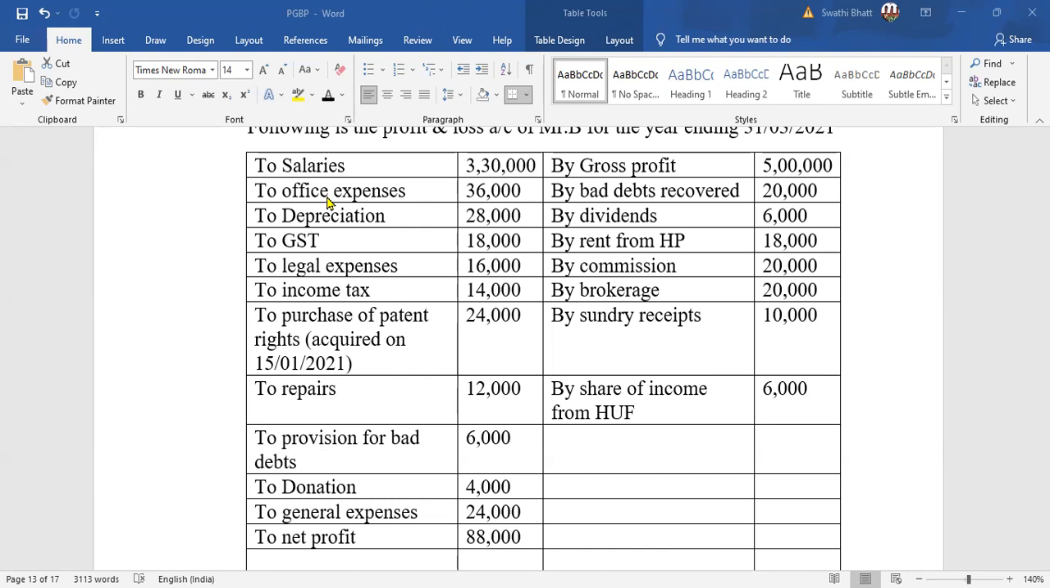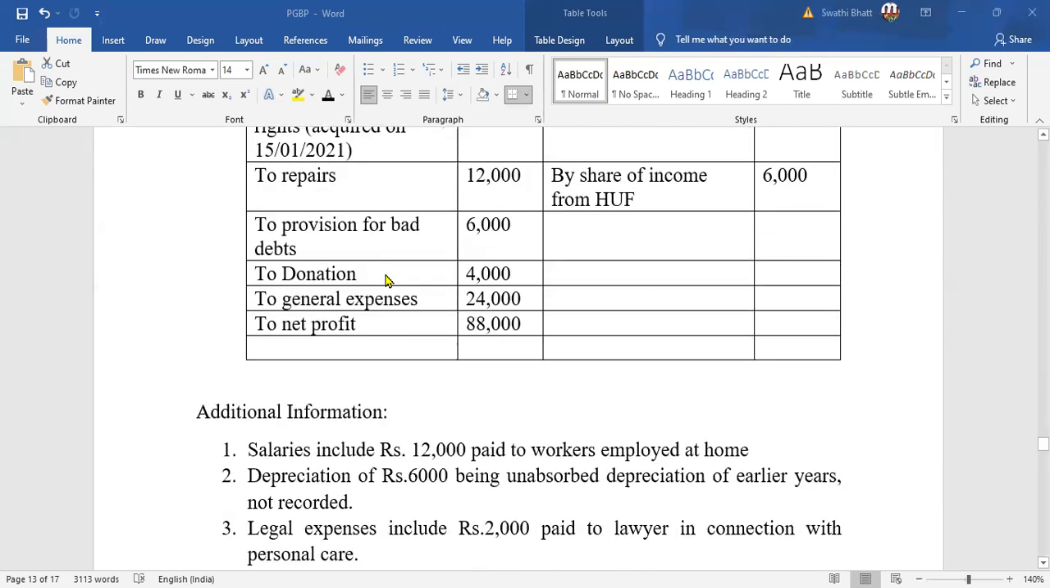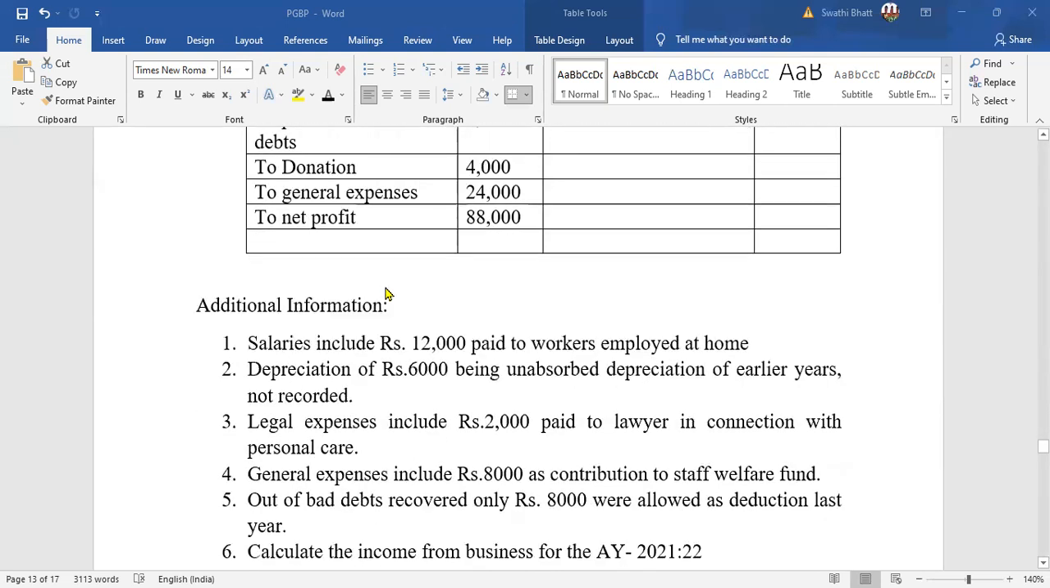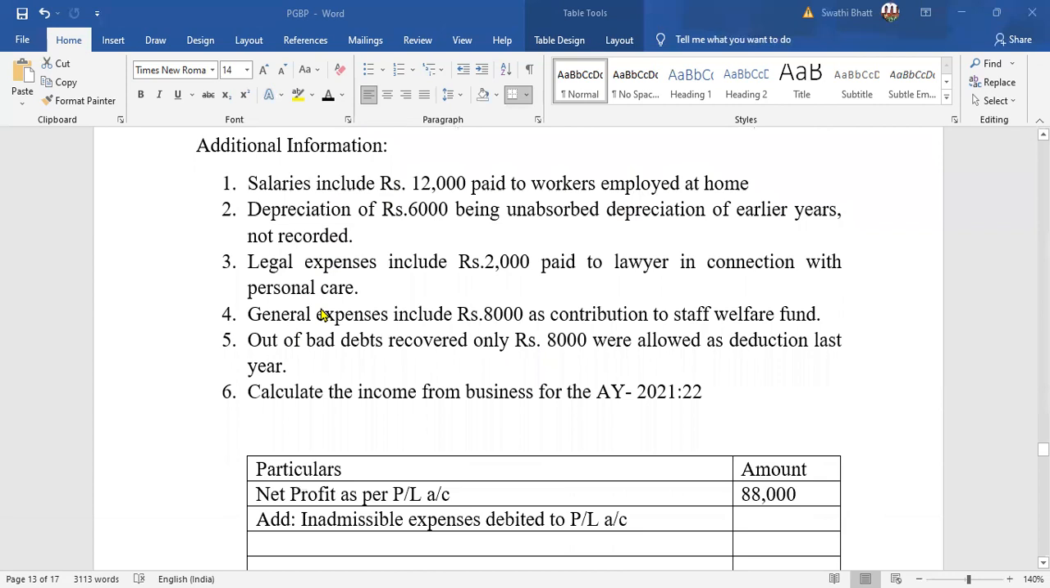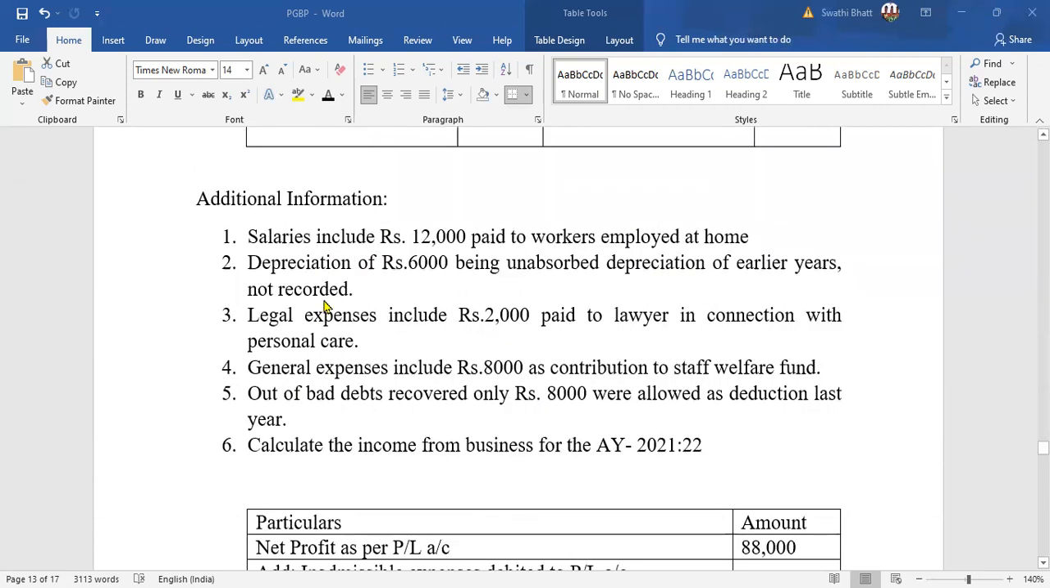The next one is office expense. Of course, a business will have an office, and expenses related to this office will also be allowed. But always remember to check the additional information, because that will give us more insight on what these office expenses are related to. So if you look at this, there is nothing related to office expense, but there is an item related to salaries which is given to us in additional information.